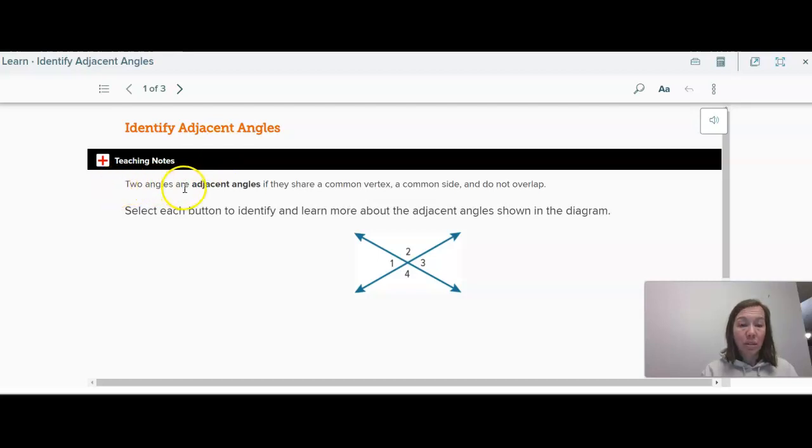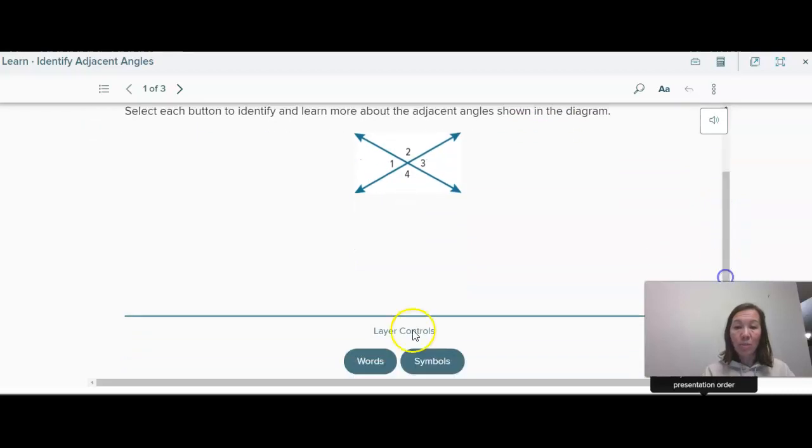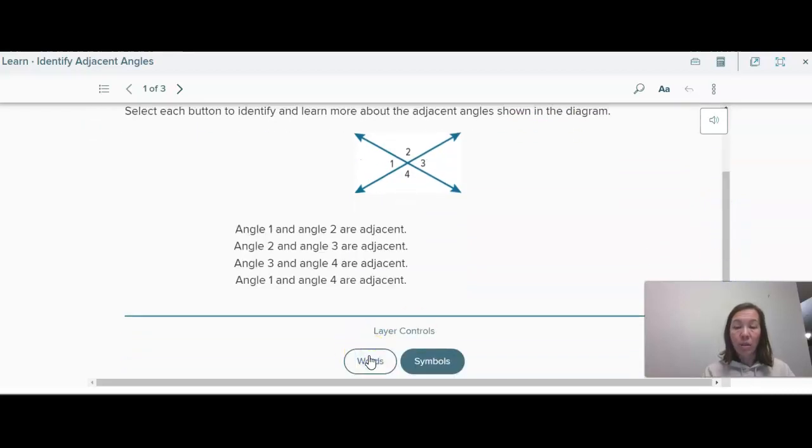Two angles are adjacent if they share a common vertex, a common side, and do not overlap. So here's a few examples of adjacent angles. Angle 1 and 2 are adjacent. They're right next to each other. They have a common side and a common vertex. 2 and 3, 3 and 4, and 1 and 4. Those are all adjacent. So adjacent just means next to, if you haven't heard that word before.